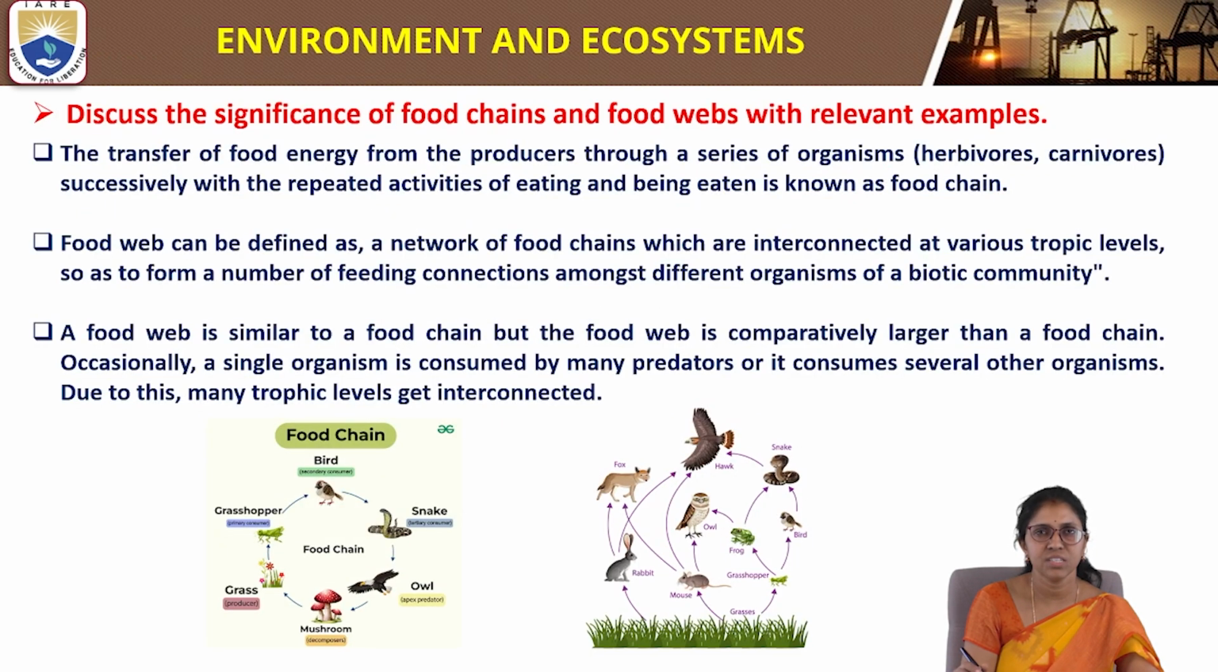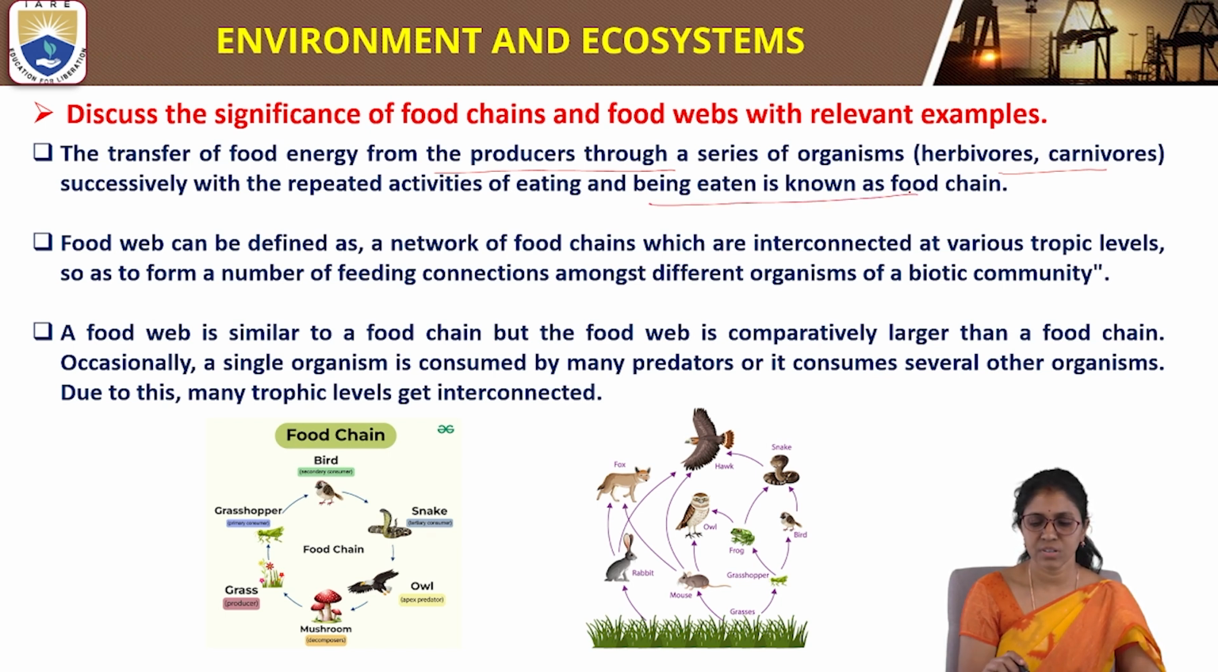Next question is: discuss the significance of food chains and food webs with relevant examples. The transfer of food energy from the producers through a series of organisms, herbivores and carnivores, with the repeated activities of eating and being eaten is known as a food chain. So we know that a food chain means the transfer of food energy from producers to carnivores.